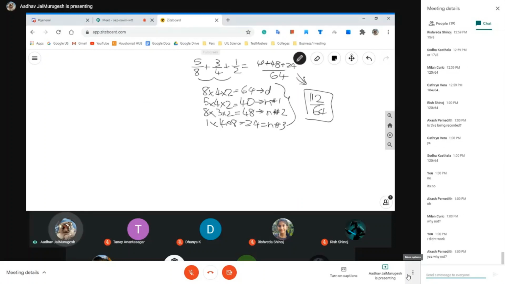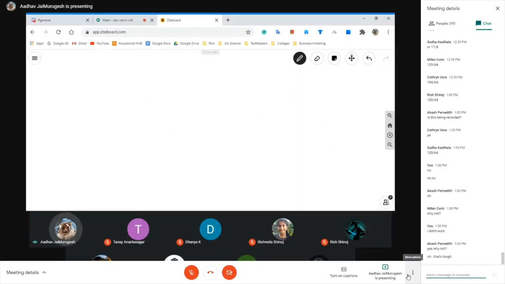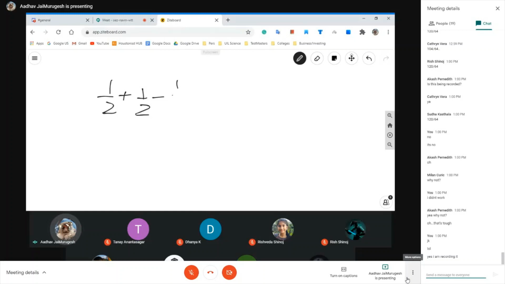We're going to be quickly moving on to the next practice problem. I'm going to spend more time on this practice problem because it's going to involve a subtraction. So it's going to be 1 over 2 plus 1 over 2 minus 1 over 3.